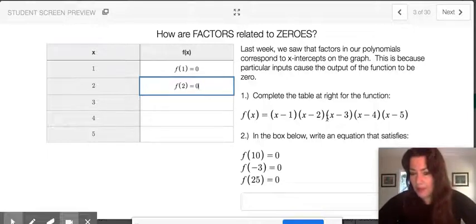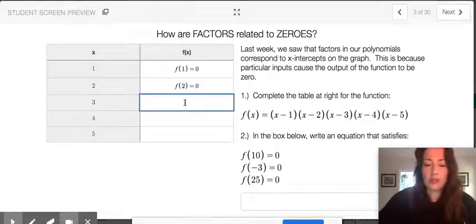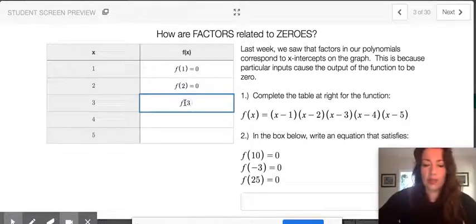I also have 3. If I plug in 3 into the third one, I will get 0. And if I plug in 4 to the fourth one, that will make it 0. And so it doesn't matter what it is in the other factors because we know that 0 times any number is 0. So for the next one, you would just say f of 3 equals 0.